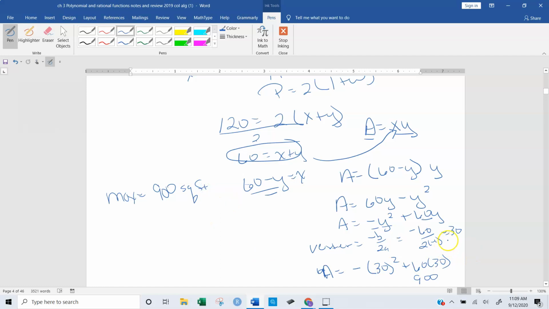It occurs when y, or my length, is 30. But I know that those together add up to equal 60. So I can say, I'm going to use this equation, that 60 is equal to x plus 30. Subtract the 30 and x is also equal to 30. So my dimensions, my length times width, is 30 by 30. So it's actually a square.